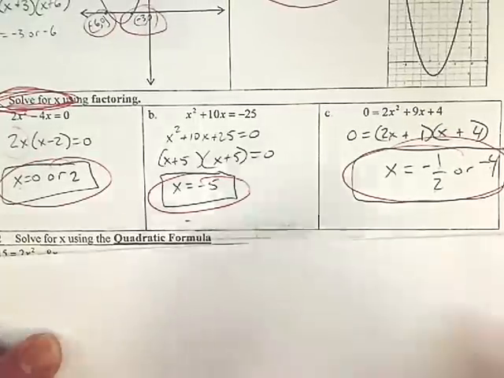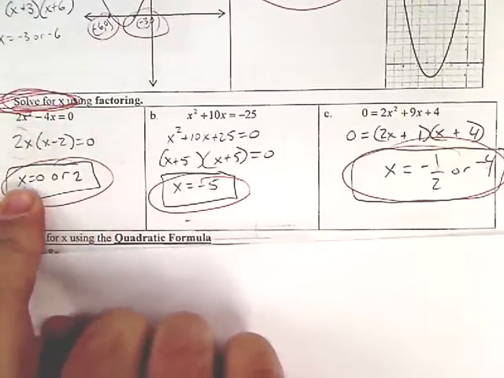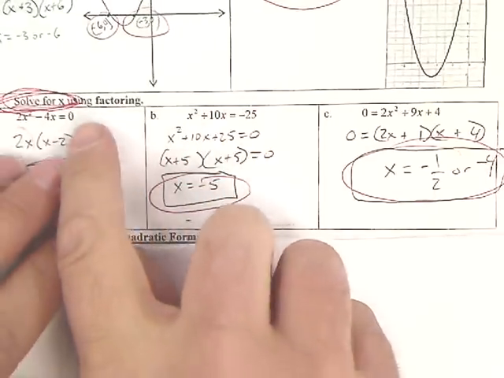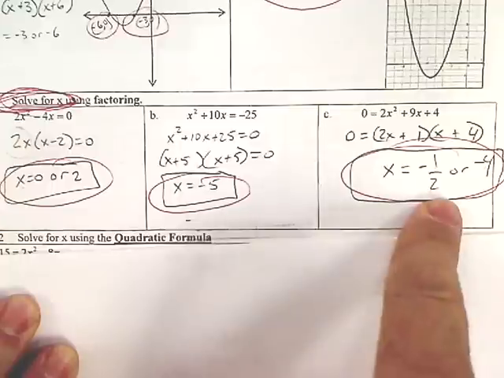A lot of people make the mistake that they don't read the directions. If it says solve for x, then you have to have x equals. If it says factor, just factor, show me the factors of this, it would just be that part. But it said solve for x, so you're solving for x. You have to have the x equals.